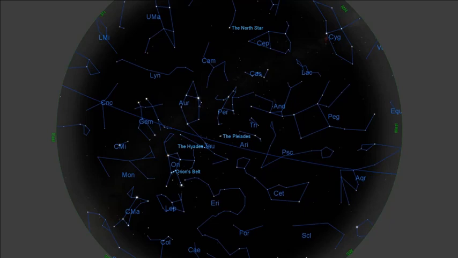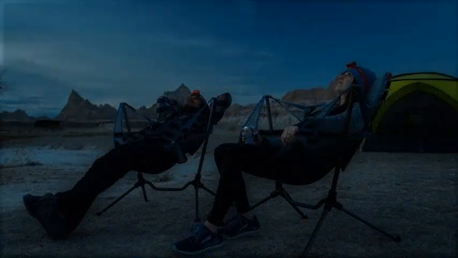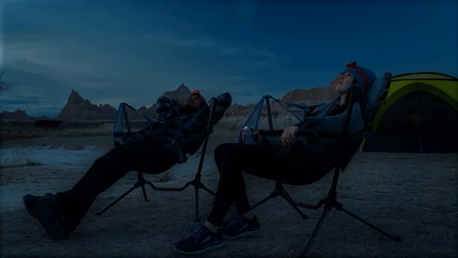For beginners, I would suggest that you start off with objects that are visible with the naked eye and binoculars. I would also suggest that you sit back on a lightweight foldable chair, preferably with armrests to support your arms. This will help to stabilize the images in the binocular.